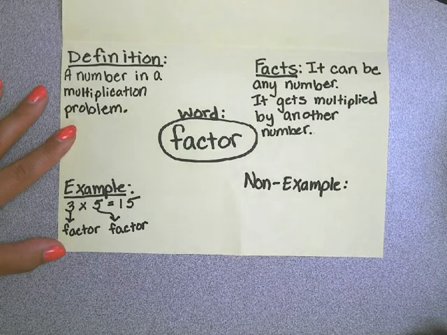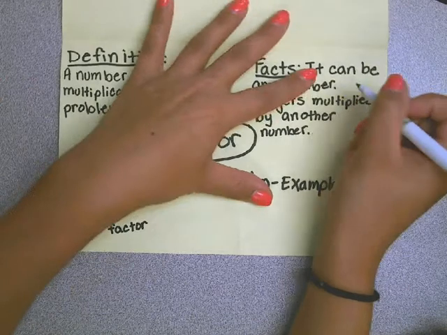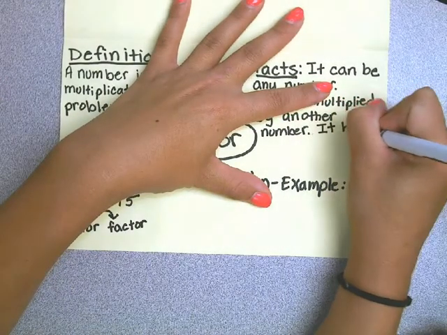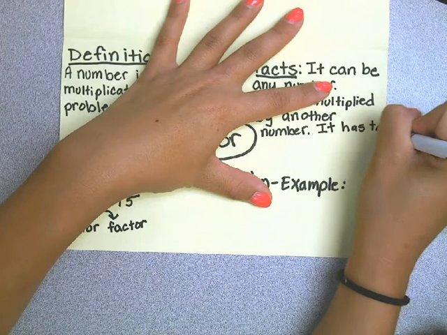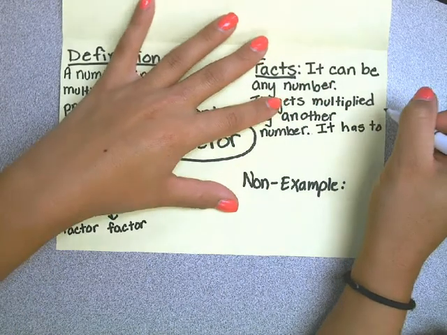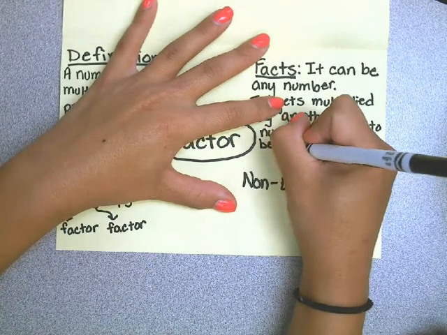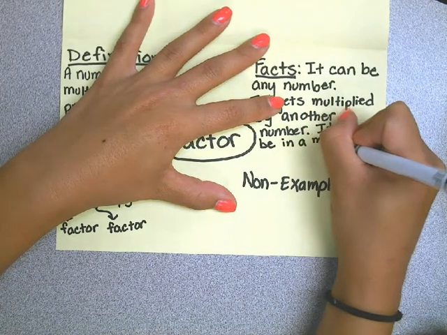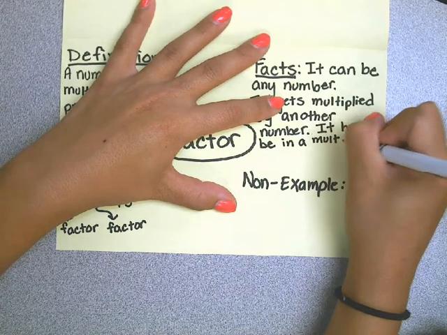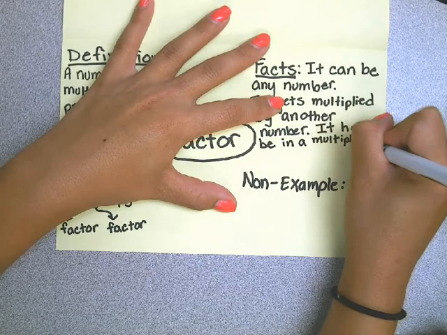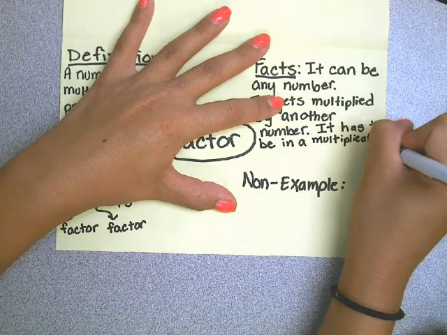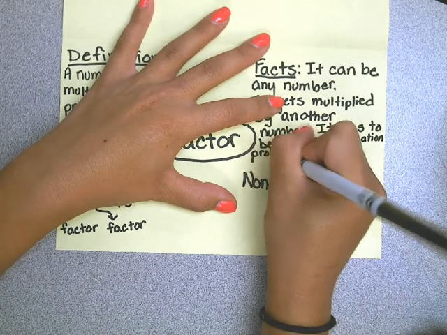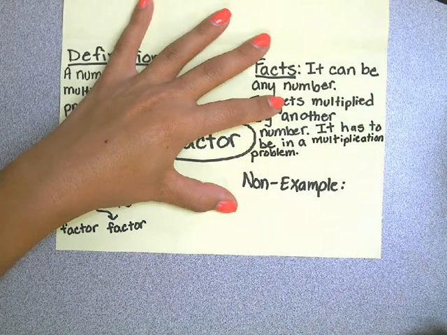Okay, Justin? It has to be in a multiplication problem. That's good. I see that. Are you okay? Yeah. Okay. So it has to be in a multiplication problem.